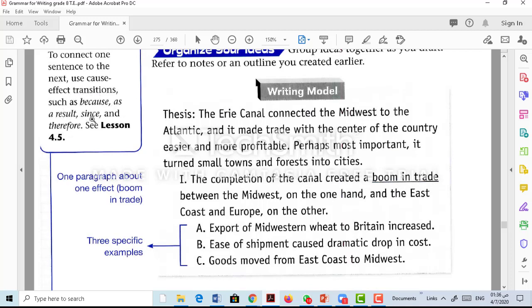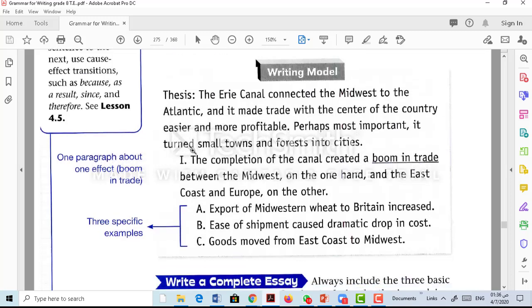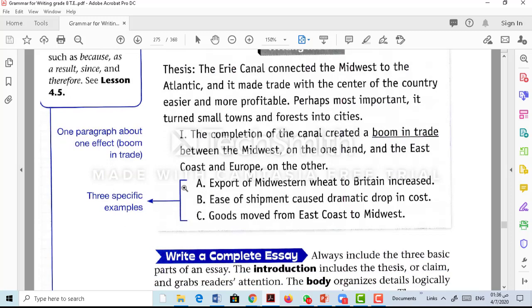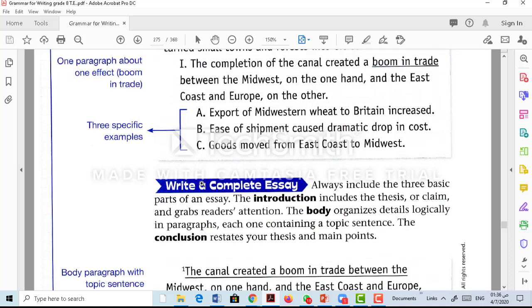If you can see the mouse, please stay focused. Because and as a result and since and so on. So make sure that you use transitions that can be used in a cause and effect essay. That's the thesis statement ready, and these are details, specific examples or details to support your ideas. So you're having your general idea ready and also the details.